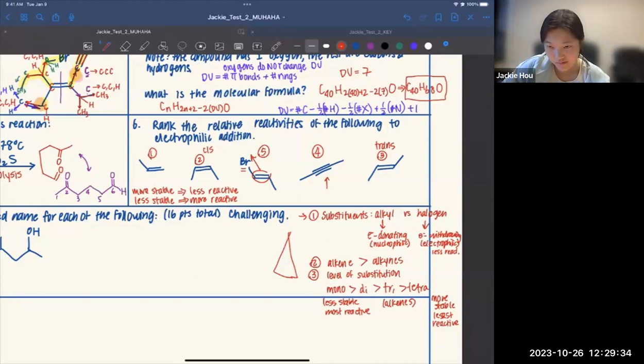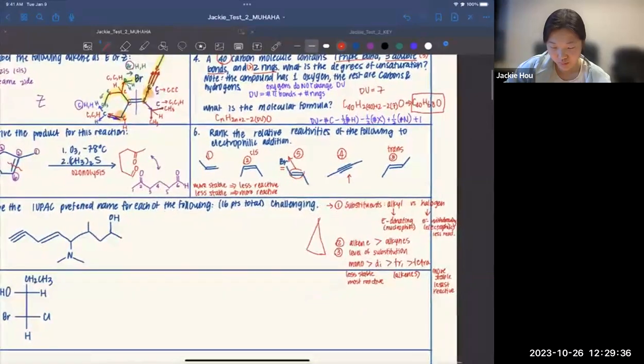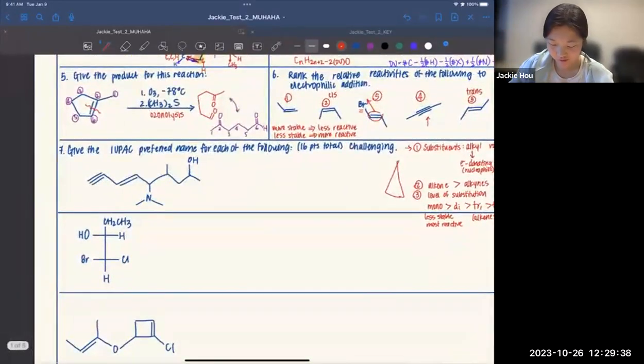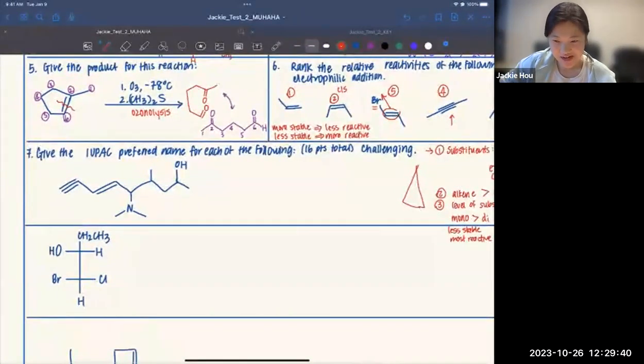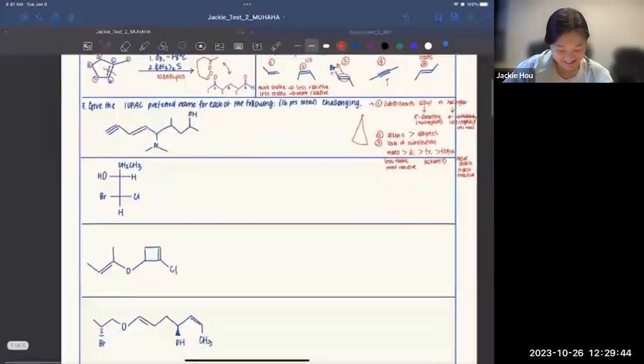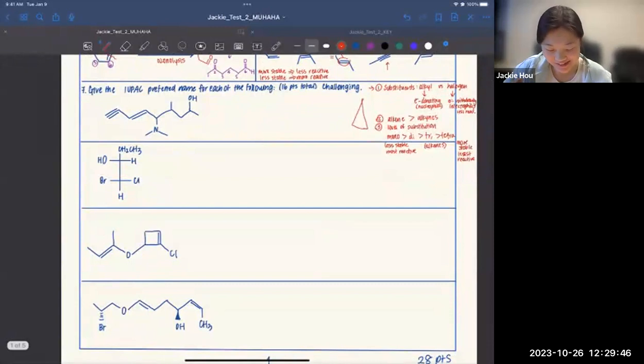Okay. Moving on. All right, so I know the naming was definitely pretty hard. The naming would definitely not be this hard on the exam, but this is very comprehensive. So if you guys were able to get this, you guys will have like no trouble on the exam.